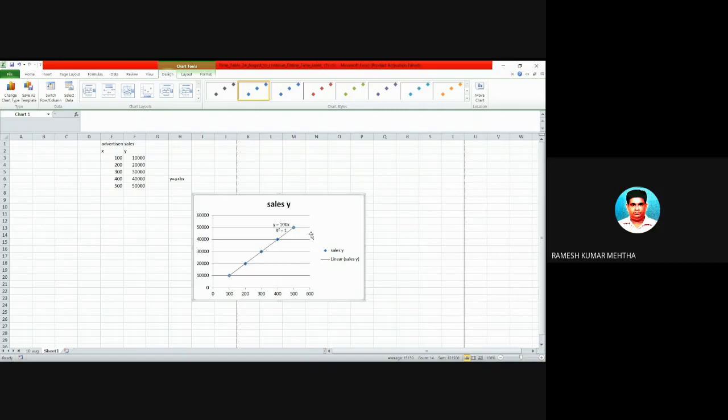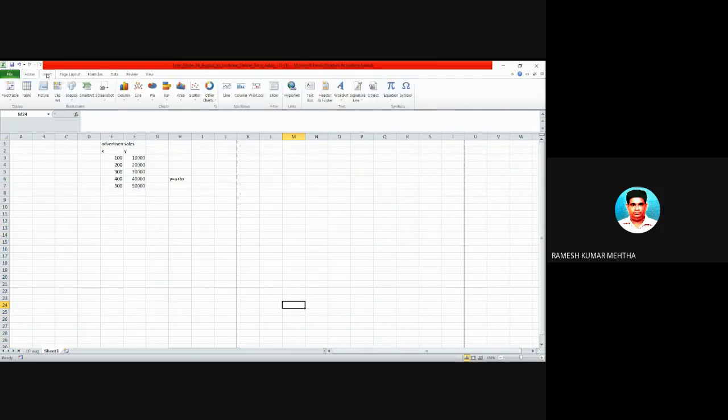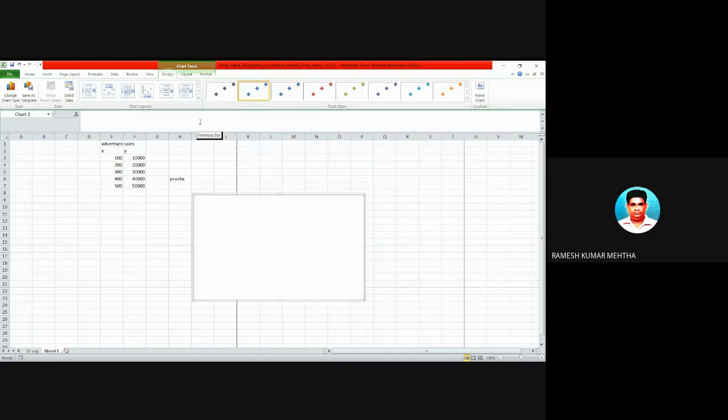Now we have got the equation y is equal to 100x and r square is equal to 1. But I will show you once again, so you will understand. What you have to do is go to Insert in MS Excel, go to scatter plot, choose the first one and plot like this.